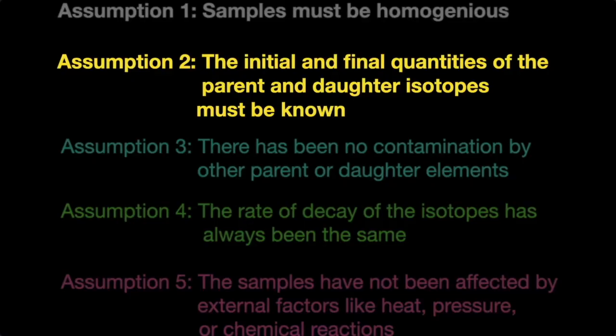Now, as we've already seen, one of the key problems for the radiometric dating fiasco is the second assumption, the starting conditions. We can measure the final ratios of the isotopes, but we can never measure them at the start.